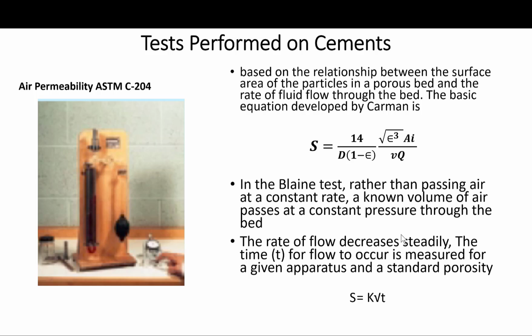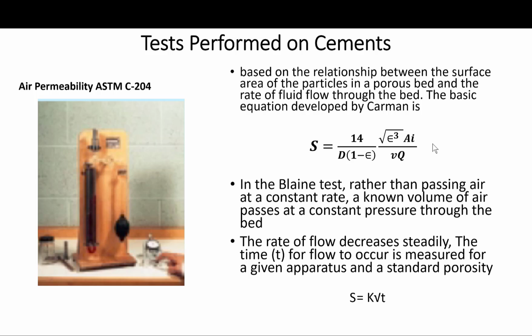The basic equation, developed by Carman, is shown here, where S is the specific surface area in centimeter square per gram. D is the powder density. The epsilon is the porosity of the bed, the cement bed, that is. A is the cross-sectional area. I is the hydraulic gradient. V is the kinematic viscosity. Q is the rate of flow.